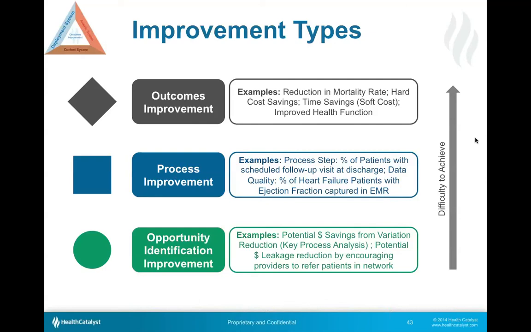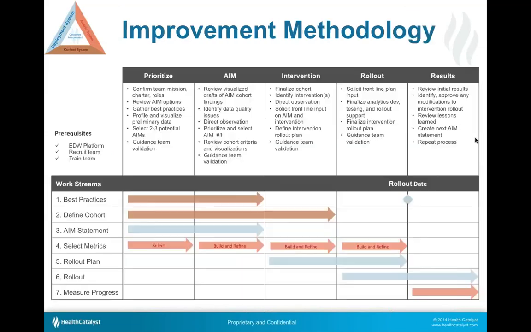Those would be things like measuring the reduction in mortality or the improvement in health function or actual hard or soft cost dollar savings. And so all 3 of these are important to work on, and the difficulty, of course, is with the outcome. The most difficult are the outcomes. More difficult are process improvements, and the easier are just the identification of the improvement opportunities.